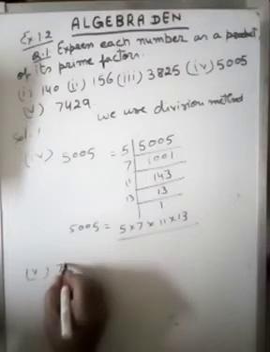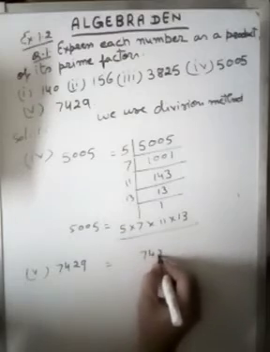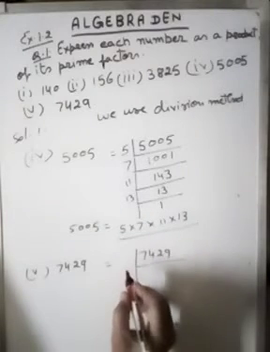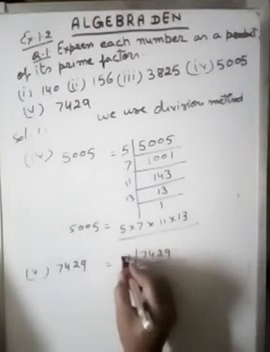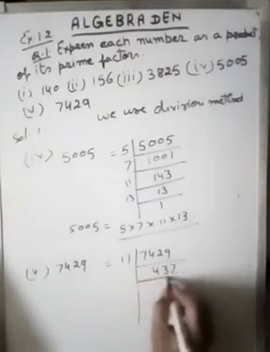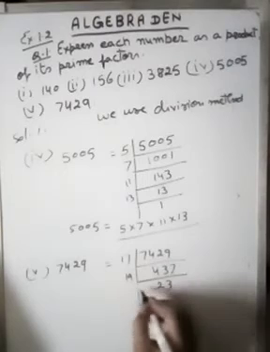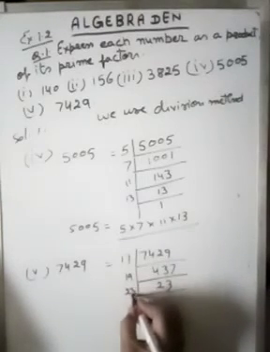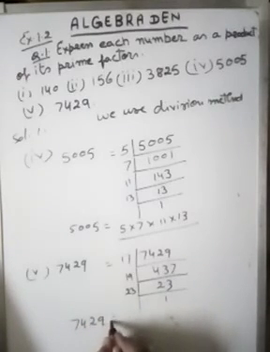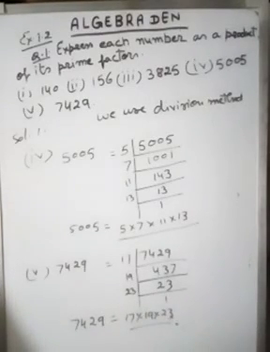Last part is 7429. Making its factorization by the prime method. First it is divided by 17 and the answer comes 437. Now we divide it by 19 and it is 23. Lastly by 23, it is 1. So the prime factorization of 7429 is equal to 17 into 19 into 23. They are the answers.